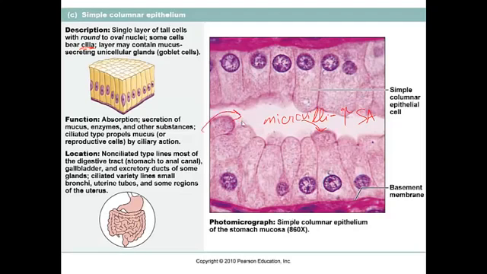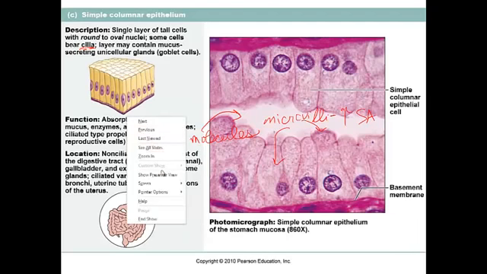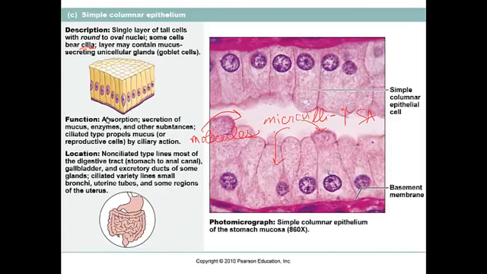So this area where the arrow is would be the molecules in the stomach that we have just digested that now need to be absorbed. So when they're absorbed, they're going to pass in this direction. So the main function for simple columnar epithelium is absorption, and absorption is this direction of this arrow that you see here.